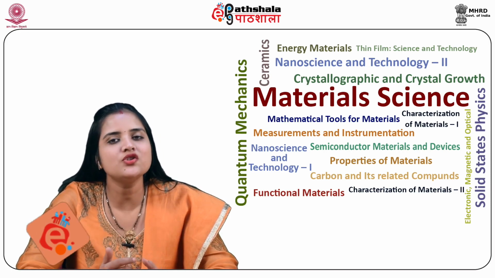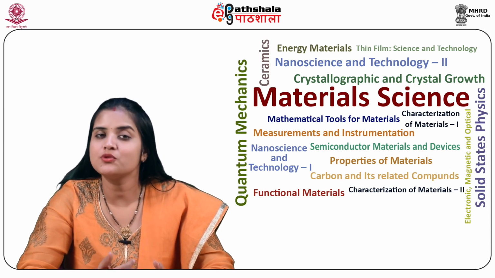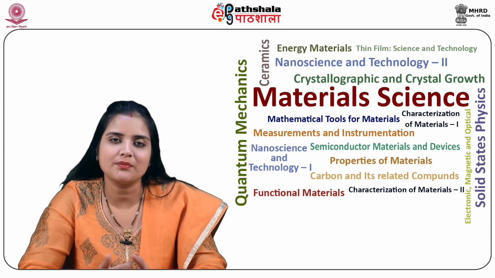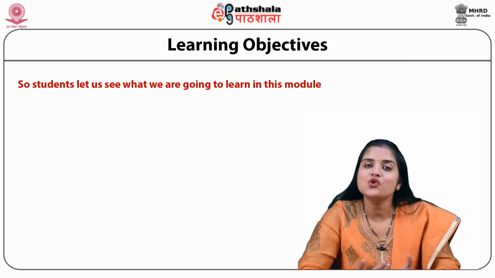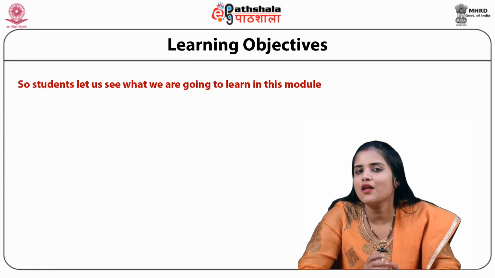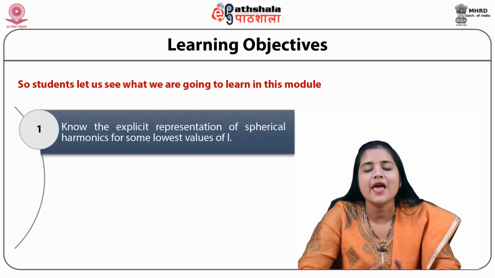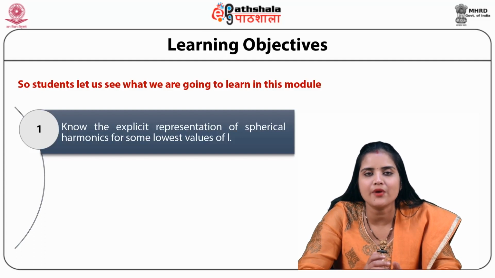Today we are going to discuss the module Orbital Angular Momentum 2 from the paper Quantum Mechanics. So students, let us first see what we are going to learn in this module. In this module, we will know the explicit representation of spherical harmonics for some lowest values of L.